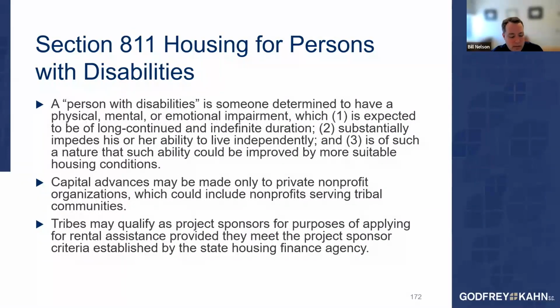There are some other topics on this we could touch on. The capital advances, which we covered in the last program, can only be made to nonprofit organizations, and tribes may qualify as project sponsors for application of rental assistance, so long as they meet the project sponsor criteria as established by the State Housing Finance Agency.